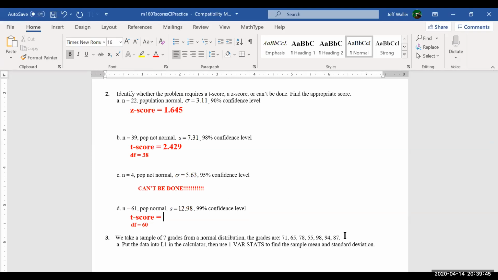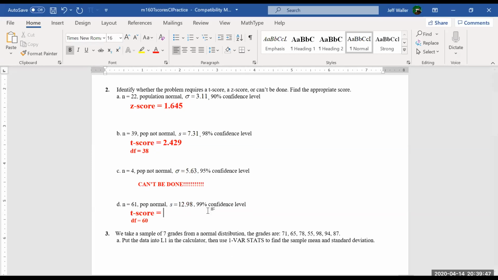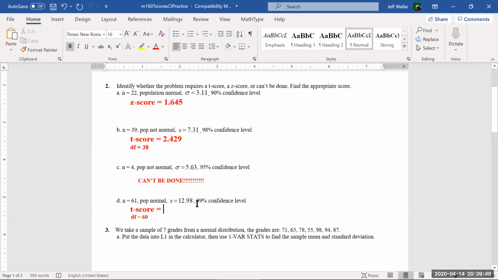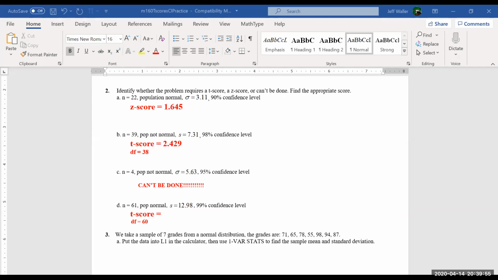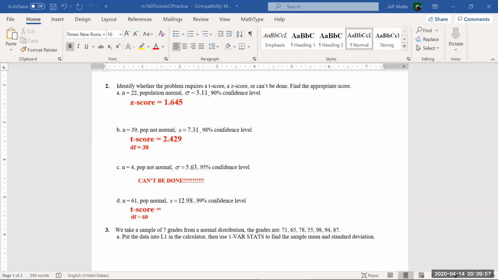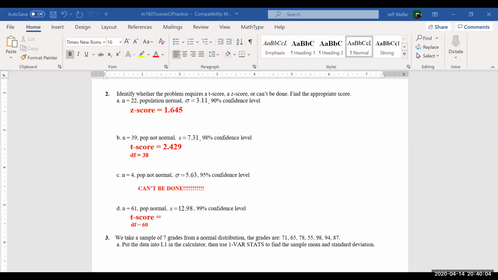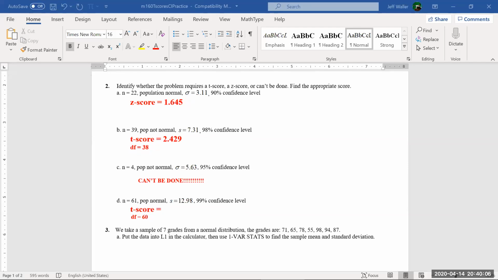Now it sounds Swedish. Let's see. 1%, right? 99% inside, which means 1% in 2 tails. And I want to stop at 60. 1% in 2 tails, stop at 60. 2.660. I like it.